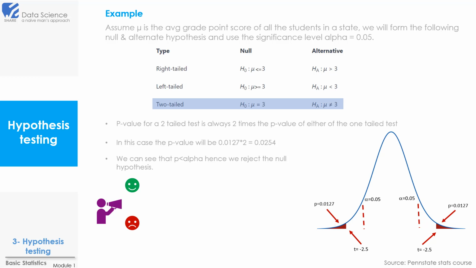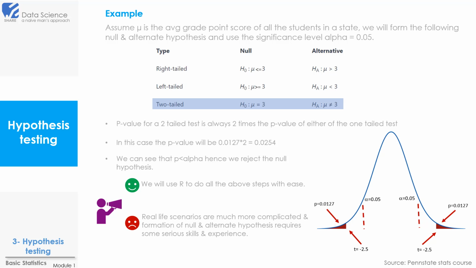Now guys, there is a good news as well as a bad news. The good news is whatever we have studied so far, it will all be done in R and we will not have to do all these steps manually. But the bad news is that real life scenarios are much more complicated and formation of null and alternate hypotheses requires some serious skills and experience. Now this skill is developed by experience only. It cannot be taught in a class or through a book. But there are certain foundational concepts so that you can apply it in the field and gain experience. But this is a skill that will come with time.